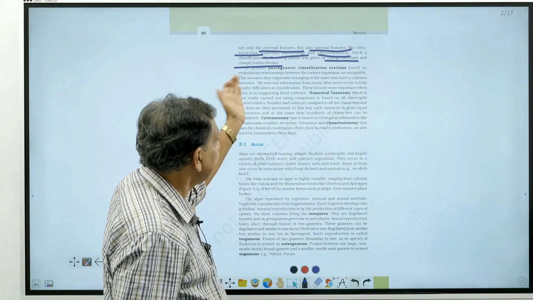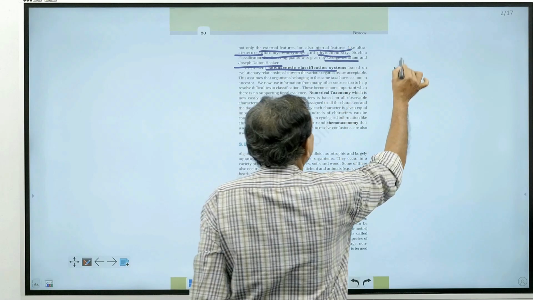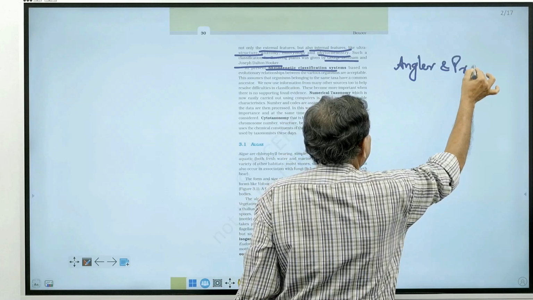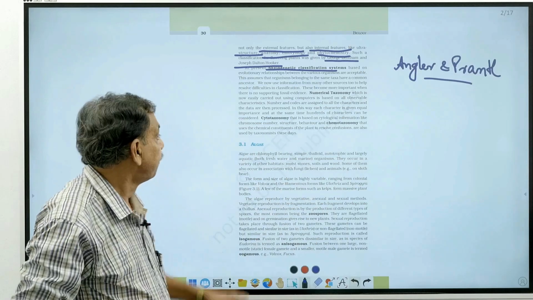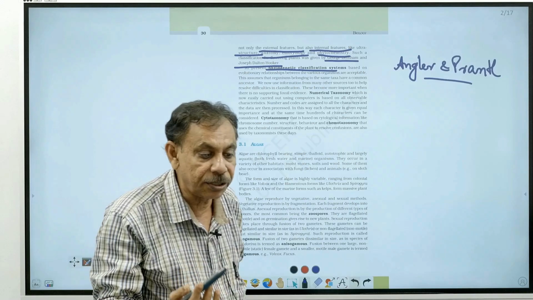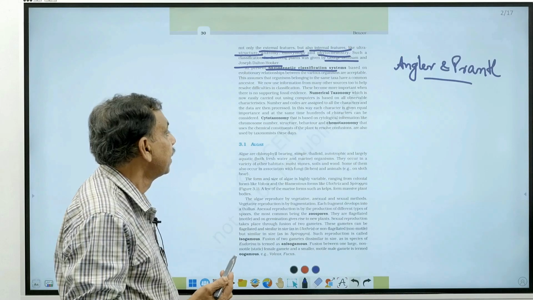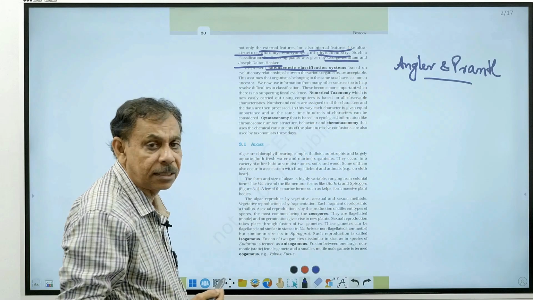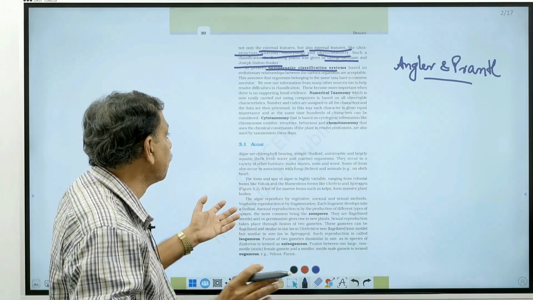Now comes the next famous system, the phylogenetic system. This system was brought out by Engler and Prantl. What is the phylogenetic system? This system is based on evolutionary characteristics. Basically, the phylogenetic system and natural system are still the most familiar and most followed systems.